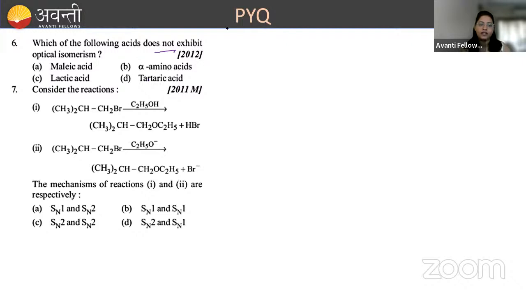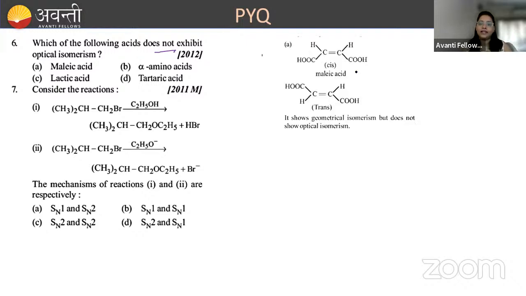Any answers? Okay, so see the structure of malic acid. You can see in malic acid, there is a double bond present, so we can arrange it in terms of cis as well as trans. So it actually shows geometrical isomerism instead of optical isomerism. Other acids, that is alpha amino acid, tartaric acid, and lactic acid, show optical isomerism, that is, they rotate plane polarized light. D and L forms are applicable for these three, but malic acid is actually a geometrical isomer and does not show any kind of optical isomerism. That's why answer A is correct for this problem, right?